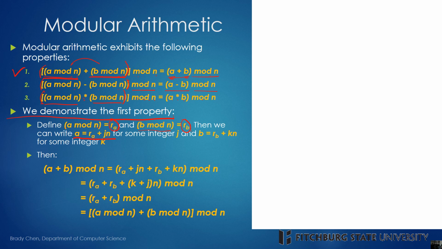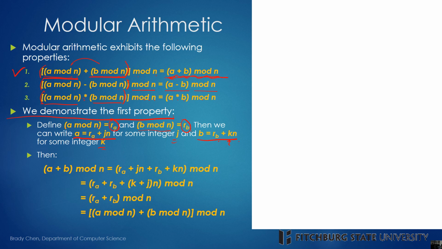Okay. And then we can write the same for B: B equals Rb plus Kn. So when B is divided by n, I get a quotient K and a remainder Rb, which is the result of B mod n, for integer K and integer J.